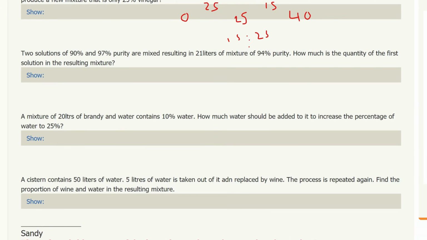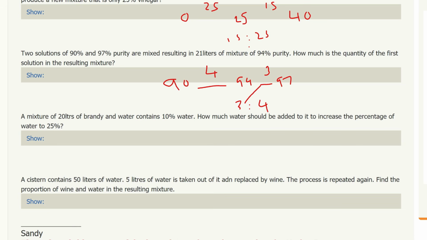2 solutions of 90% and 97% purity are mixed, resulting in 21 litres of a mixture at 94. Okay, so we've got 90 on the left, 94 in the middle. You're getting so bored of this, you know the method so well now probably. The gap on the left is 4, the gap on the right is 3. I just do this instinctively without even looking at the question. So therefore the ratio is 3 to 4, flip it across. Now, what's the actual question?